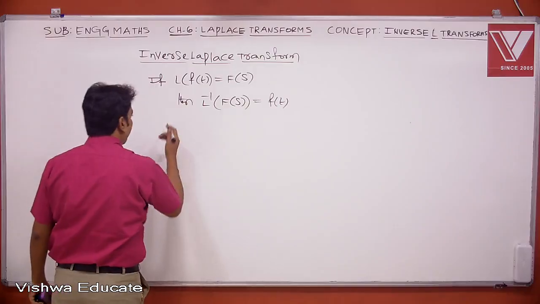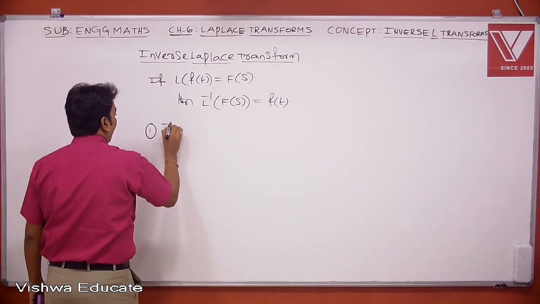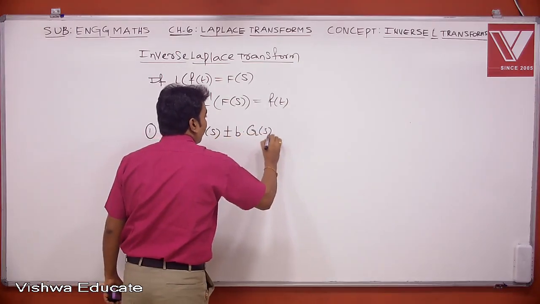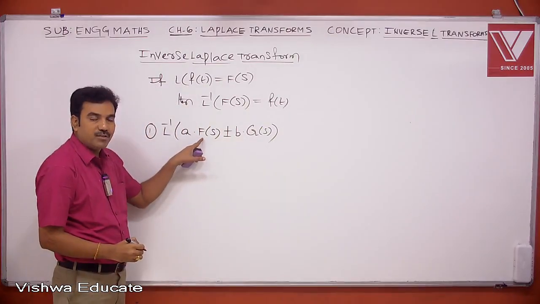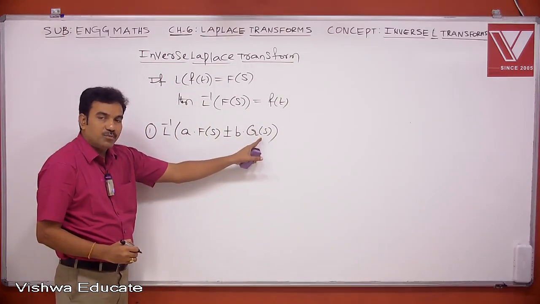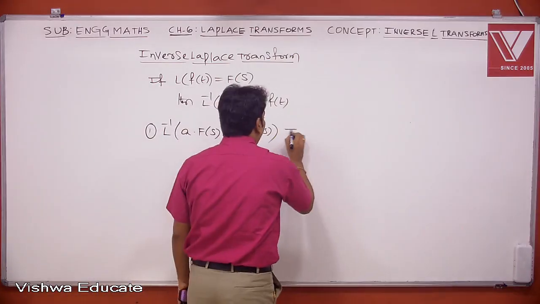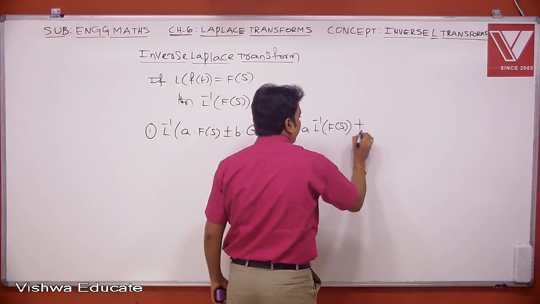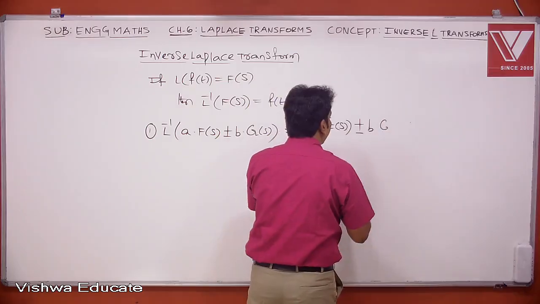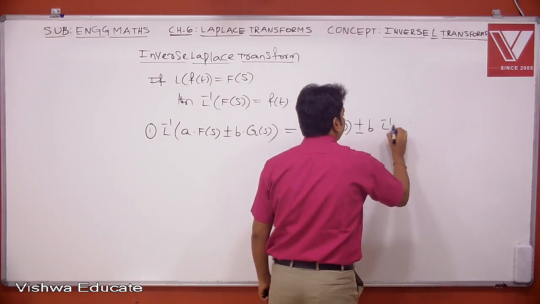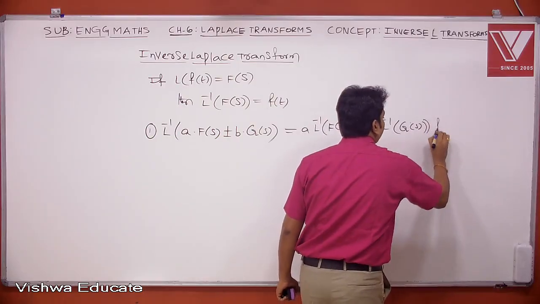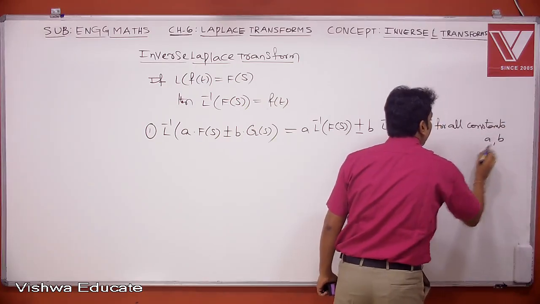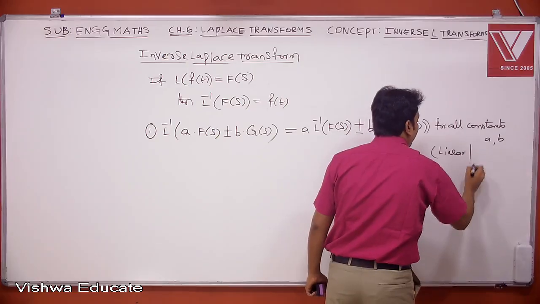We can discuss some properties. L inverse of a into F of s plus or minus b into G of s. Actually, this is the Laplace transform of small f of t, and this is the Laplace transform of small g of t. So this can be written as a into L inverse of capital F of s, if it is plus we get plus, if it is minus we get minus, plus or minus b into L inverse of G of s. This is true for all constants a, b, and this is called the linear property for inverse Laplace transforms.